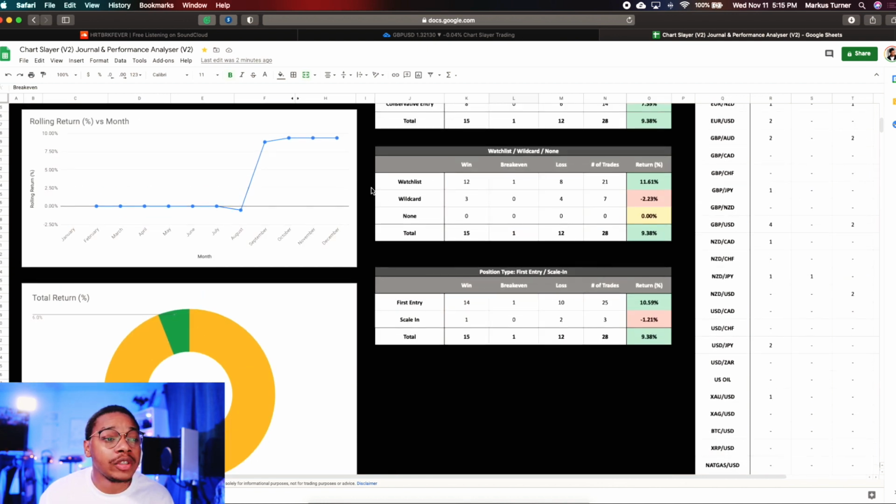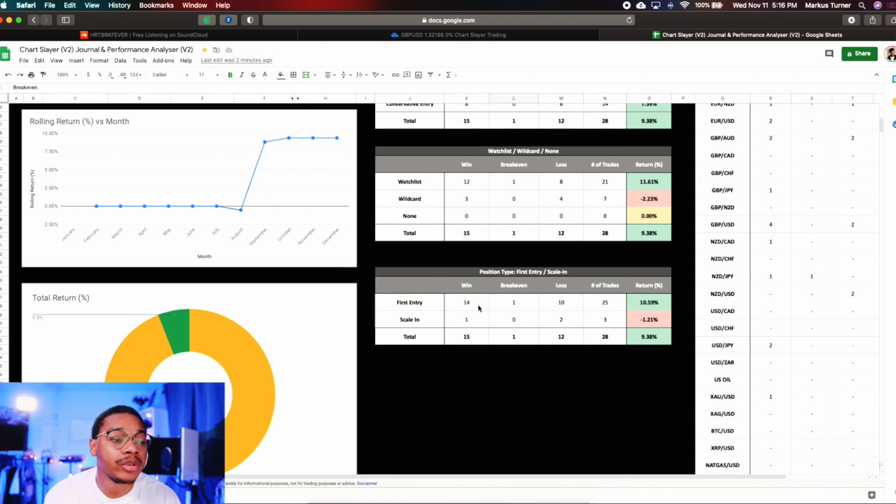So my watch list, most trades are on a watch list. That's good. I don't take trades that are really not on my watch list or wild cards. And your watch list evolves and changes throughout the week depending on what the market does. So it's not like I'm taking a trade strictly off of another watch list or maybe a signal or something like that. I take all my trades by myself and I evolve my watch list all the time. So I've taken 28 trades total, 21 trades on my watch list, 7 trades on my wild cards, right?